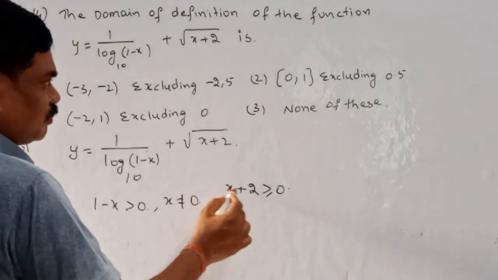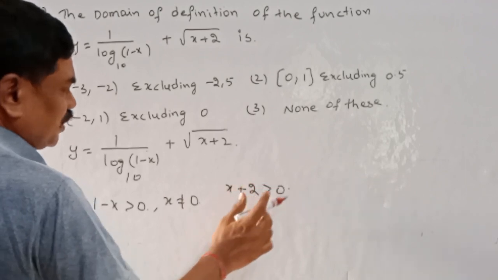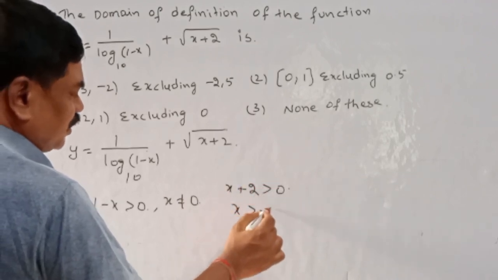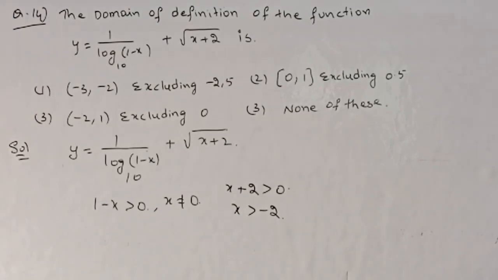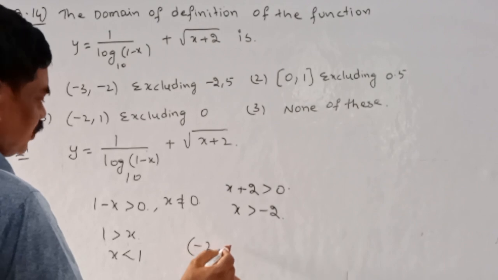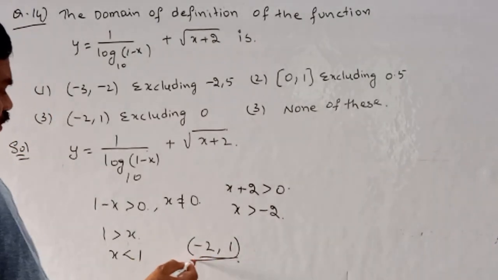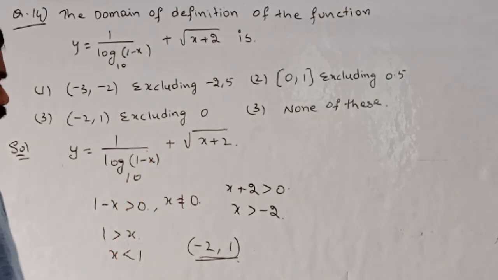So x plus 2 greater than 0, x greater than minus 2. Here 1 greater than x, that is x less than 1. So what is the value? Here the open interval minus 2 to 1, excluding 0.